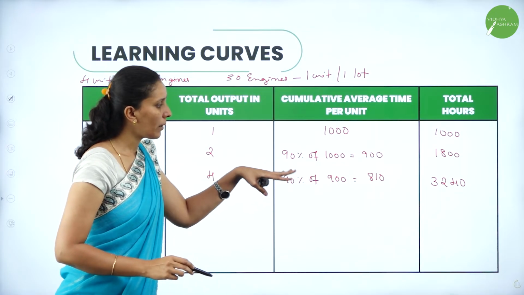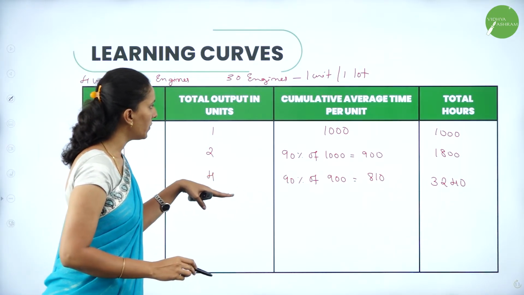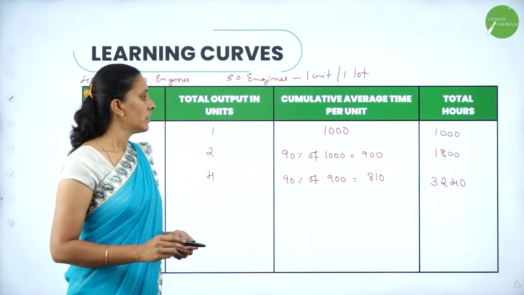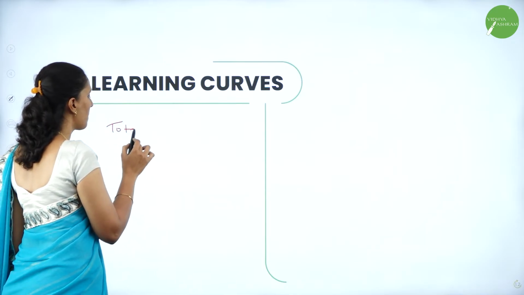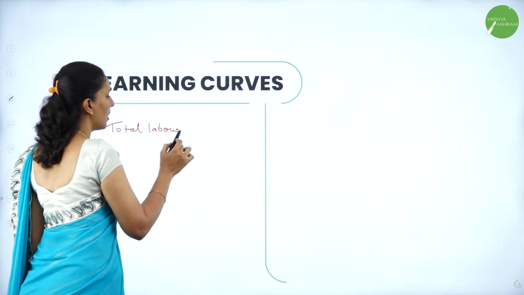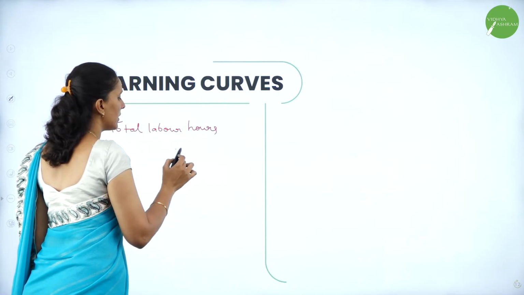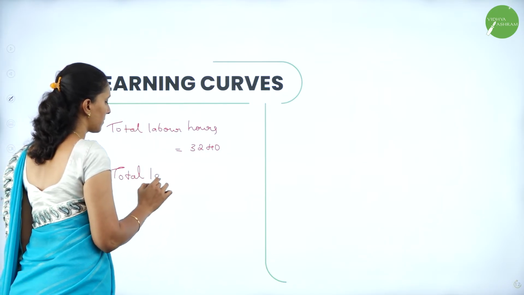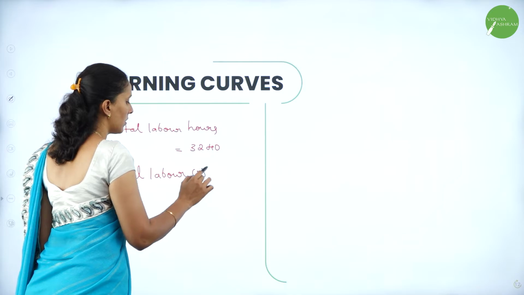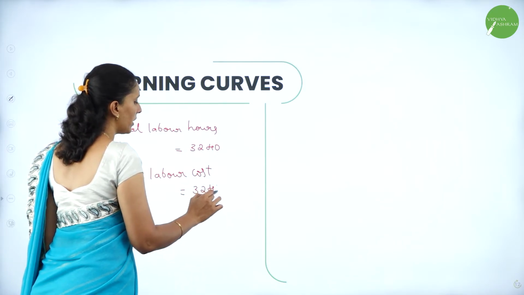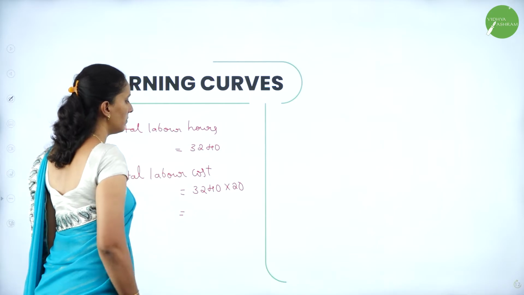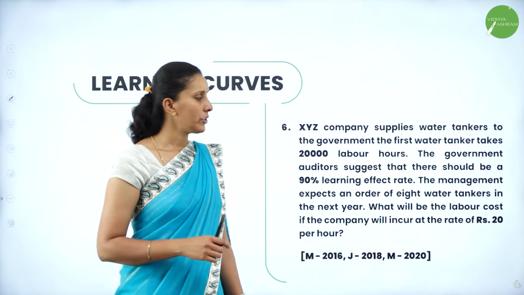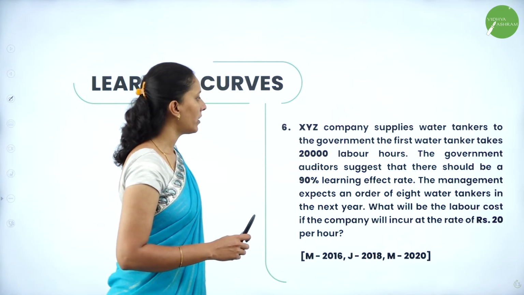So therefore, the total number of hours to produce 4 lots, that is 120 engines, is 3240. So therefore, total labor hours is equal to 3240. Now total labor cost is equal to 3240 into 20, which is equal to rupees 64,800.